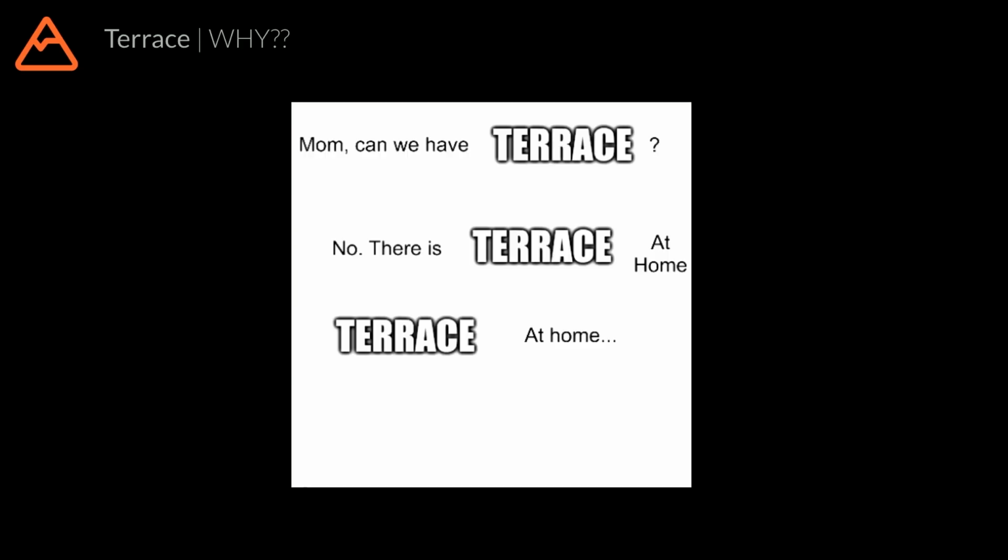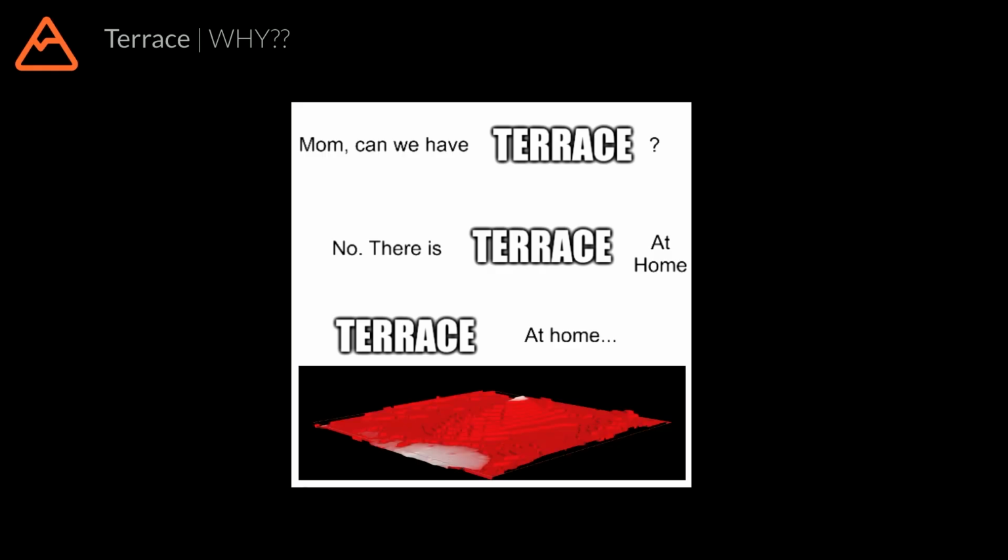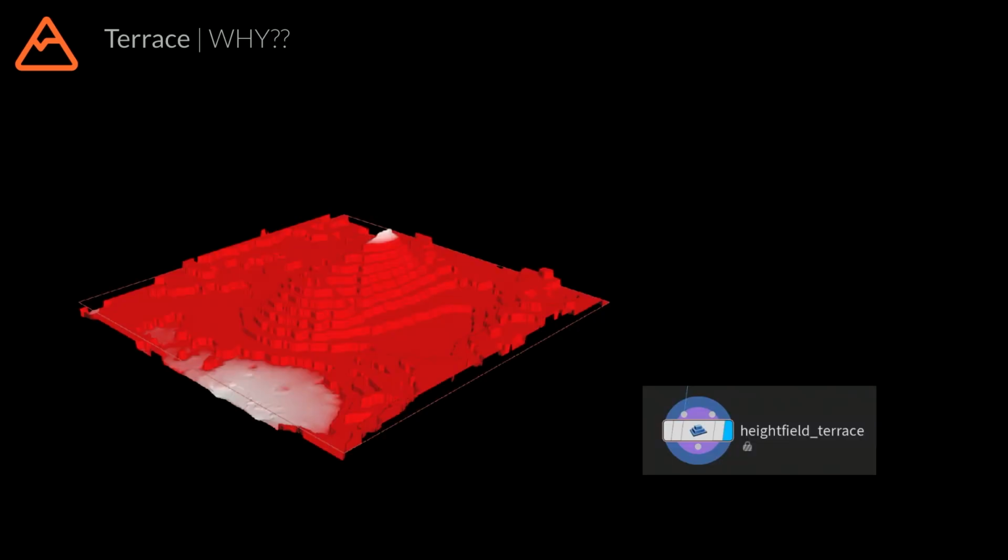And now let's see some terracing examples. And you can say, we have a terrace node in Houdini already. Why would you try to recreate it again? Why would you try to reinvent the bicycle here? Specifically, there were some things that I wish I could do with that node.